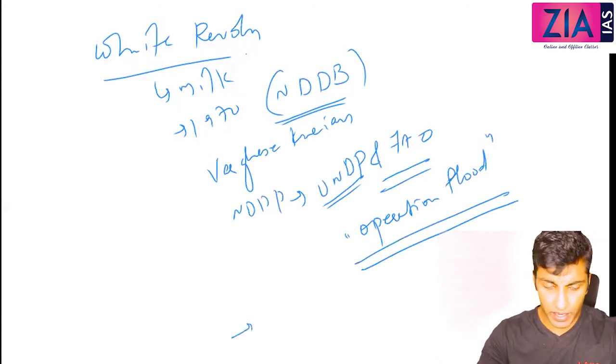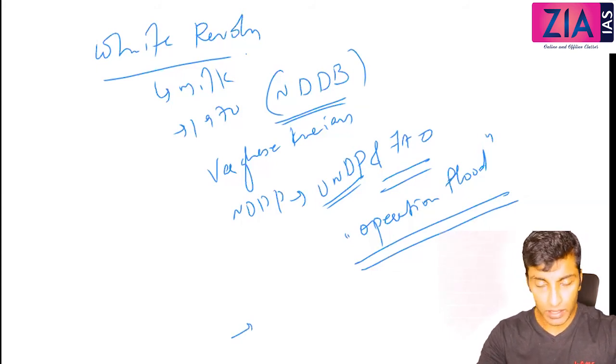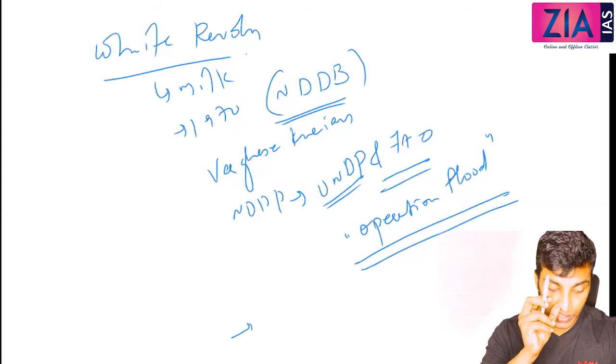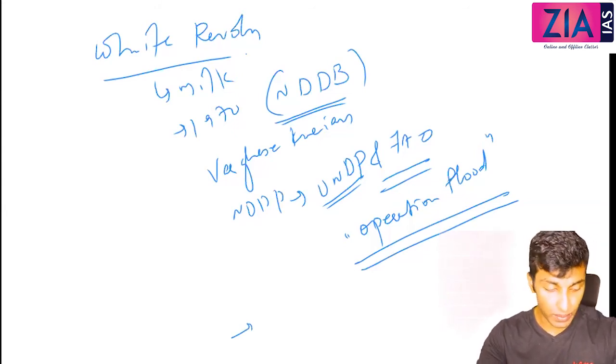Then under this, cooperative dairy development programs were there. Cooperatives will be established, like that cooperative dairy development program. So what was its overall impact? It led to increase in production of milk, and that's what white revolution is.